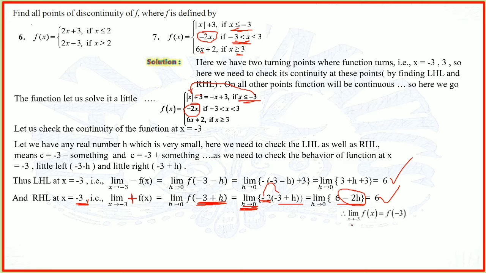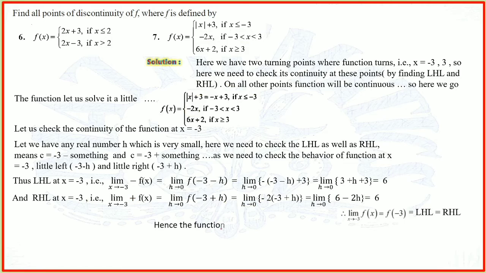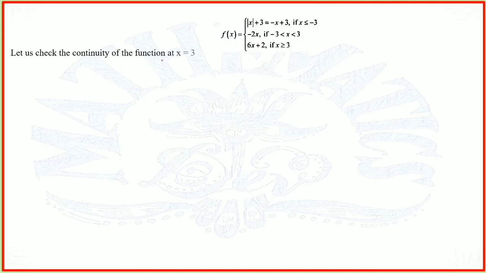So that means this value is also the same. The value of the function is equal to the left hand limit, which is also 6 as I told you, and the left hand limit is equal to the right hand limit. Hence the function f of x is continuous at x equal to minus 3. We'll go for now to x equal to plus 3. Let us check the continuity of the function at x equal to plus 3. This question I have already written here.